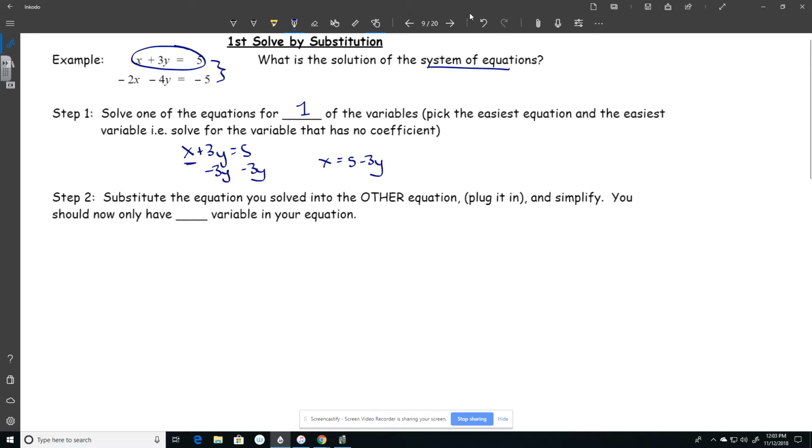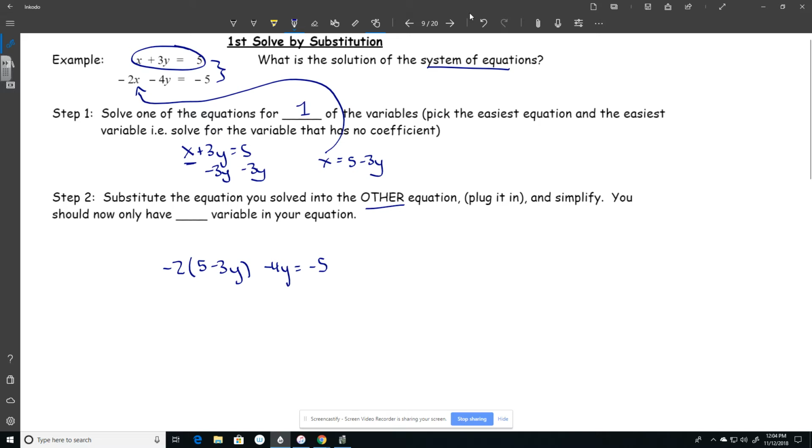Step two is we're going to substitute this new equation that we solved for. We're going to substitute that value into the other equation. And I put other in big letters here because we've already used this equation. I can't use it again. I'm going to take this x value and I'm going to plug it in to the other equation. And I'm going to simplify it. So I have negative 2, and instead of x, I'm going to plug in my value for x, 5 minus 3y. So negative 2 times (5 minus 3y). And then minus 4y equals negative 5.